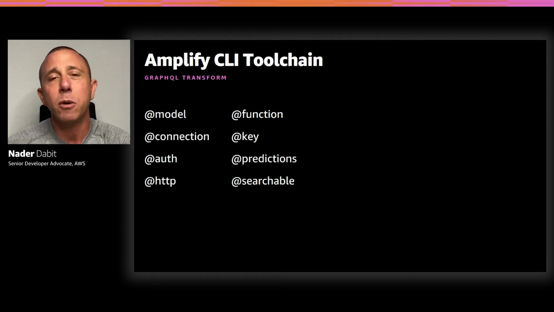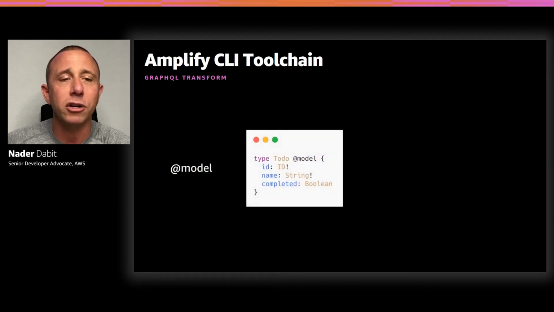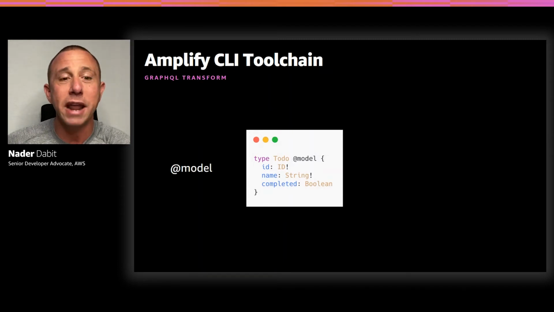directive. You might want to map a GraphQL operation into a Lambda function. You can do that with the @function directive. So let's take a look at the @model directive first. This is one of the most powerful ones, actually. And this is going to be kind of the bread and butter of the GraphQL transform library that can actually be used along with these other directives.